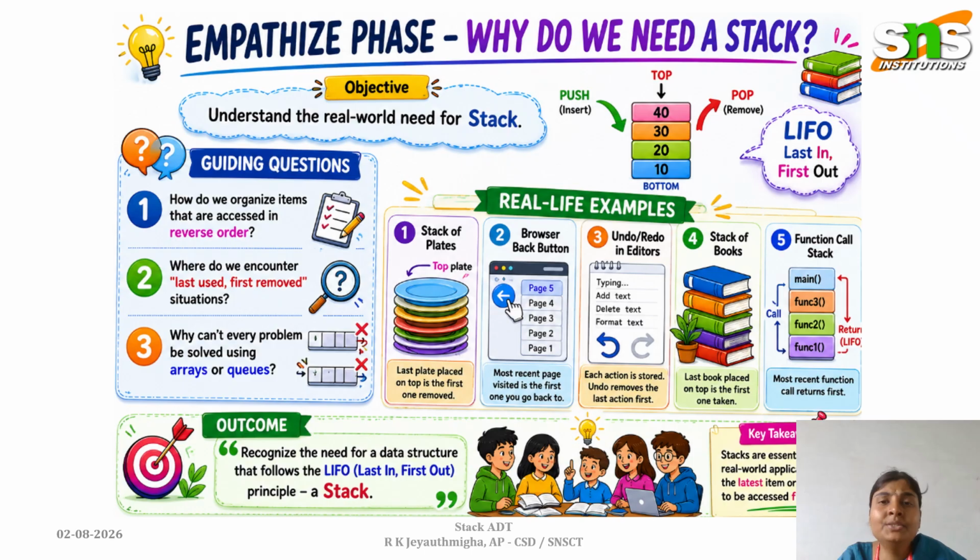Empathize phase. Why do we need a stack? When we go into this, there were questions like, how do we organize items that are accessed in reverse order? Where do we encounter last used, first removed situations? Why can't every problem be solved using arrays or queues? So thus comes the need for a data structure which uses the principle last in, first out.